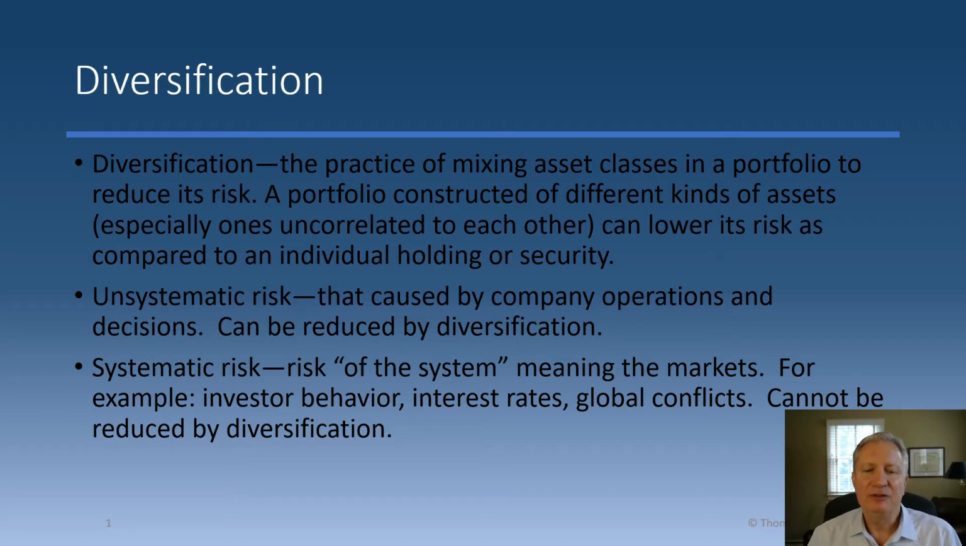Now, unsystematic risk is the risk caused by company operations and decisions. I used an example before about the Apple iWatch. Is it a great product? It seems to be pretty good, but when it first came out, it didn't look so good, and it doesn't have as many sales as the iPhone. Everyone seems to own an iPhone, or many people do. Everyone owns an iPad or an iPod at one point. Unsystematic risk, company-related risk, product-related risk can be reduced by diversification.